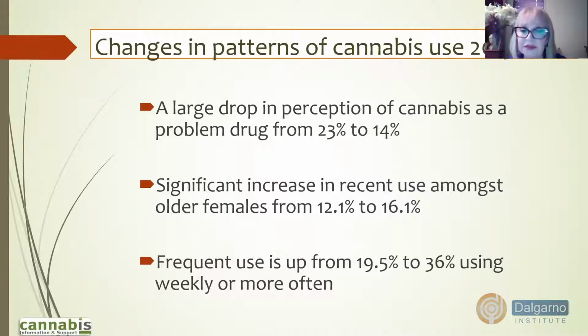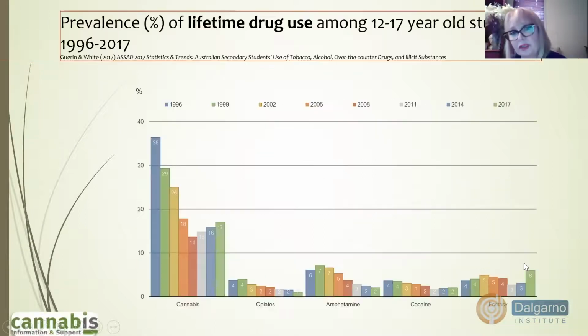Also, frequent use was up from less than 1 in 5 to more than 1 in 3 using weekly or more often. And we know from epidemiological studies that this is the level where you start to see heightened rates of cannabis use disorder and other problems. Similarly, with young people, adolescents, of course, are a very important target group, as adolescent use is associated with greater problems throughout the life course.